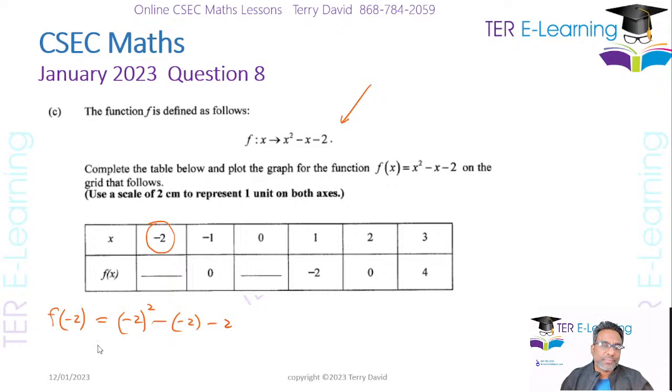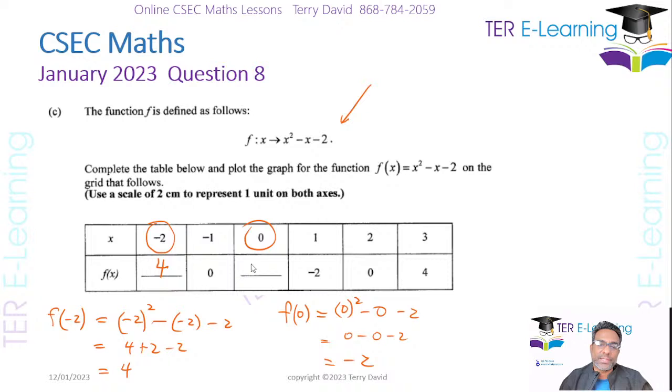Minus 2 squared is 4. Minus minus 2 is the same as plus 2, then minus 2. So this is going to give me 4. Next, we need to find f of 0. So f of 0 is going to be 0 squared minus 0 minus 2. So this is 0 minus 0 minus 2, which is going to be minus 2.